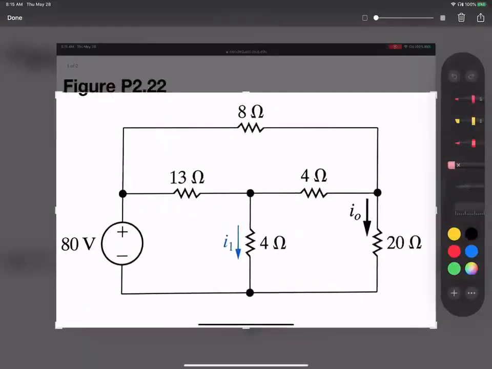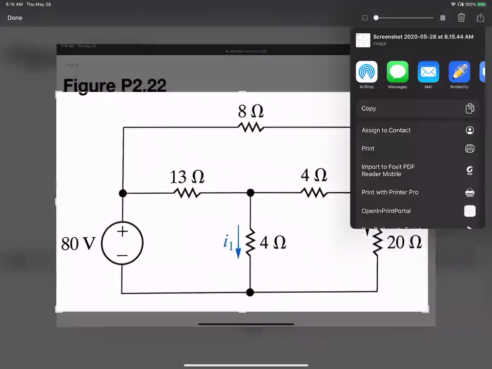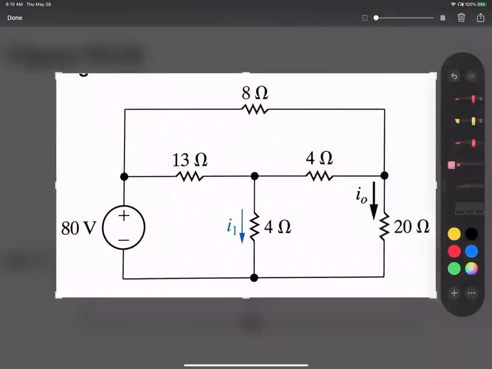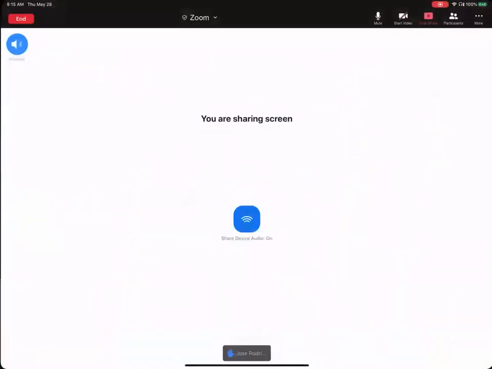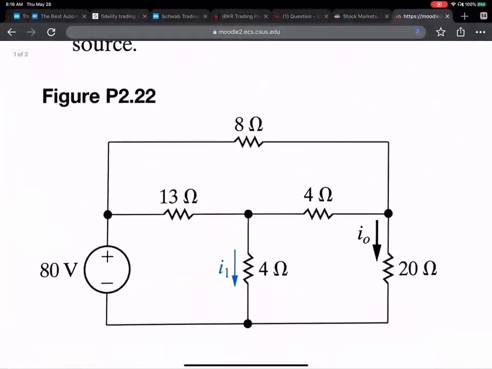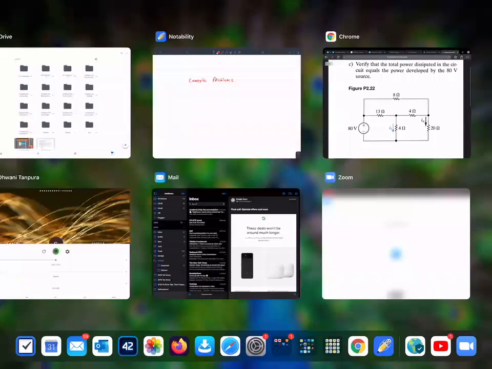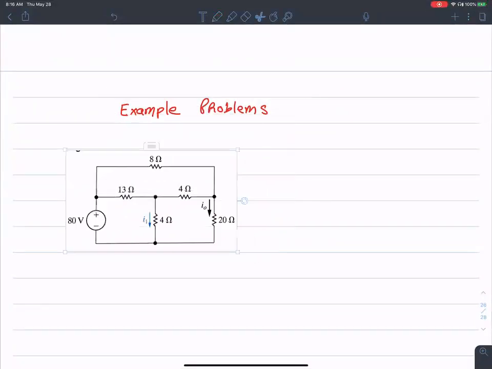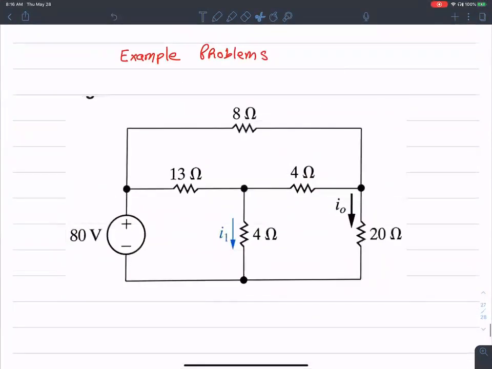Let's see. I'm going to take a screenshot of this and export, copy that. Now let me go back to my notes and paste it here. So here is the problem.